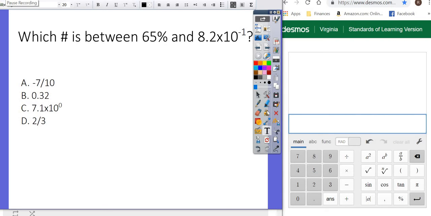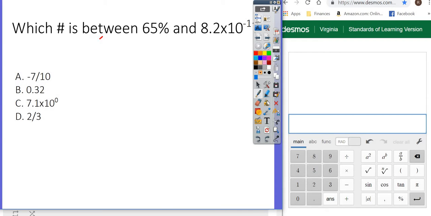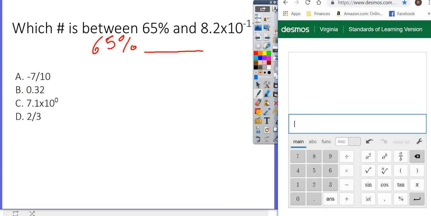Okay, so we're using Desmos again. This time it's asking which number is between 65% and 8.2 times 10 to the negative 1. Well, just like we told you, use your percentages. So I'm going to get my pen here, say 65%, and I want to know what is between that and 8.2 times 10 to the negative first.